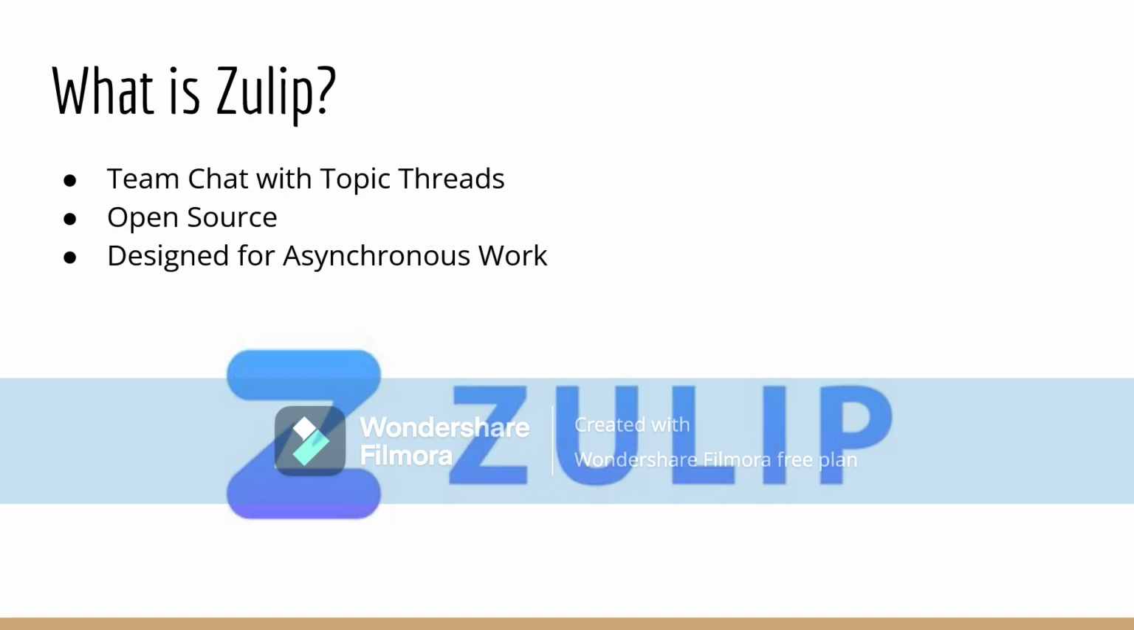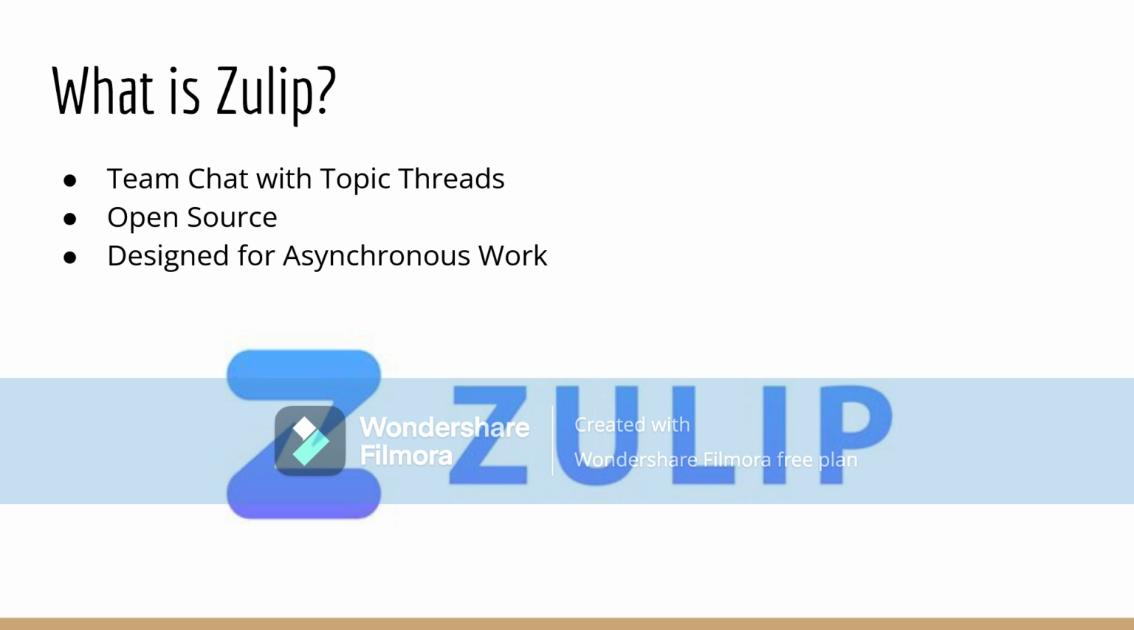Real quick, let's just go over what Zulip is. Zulip is a team chat tool that keeps conversations organized with topic-based threads inside channels. It's fully open source and is ideal for remote teams thanks to its asynchronous, friendly design. Think of it as Slack, but for focus and clarity.